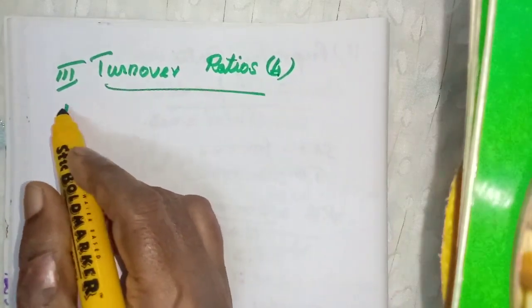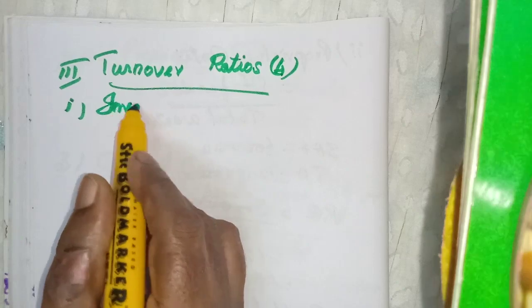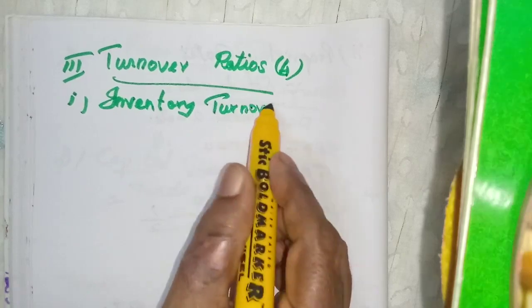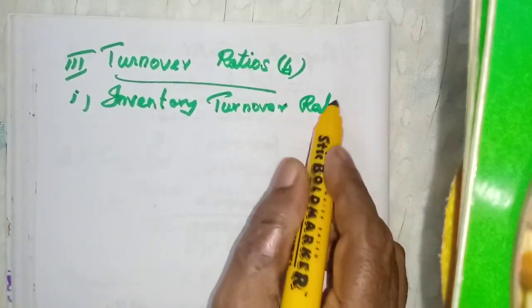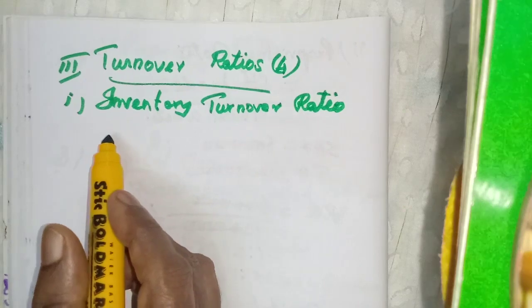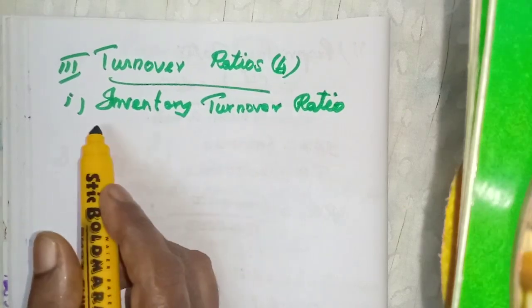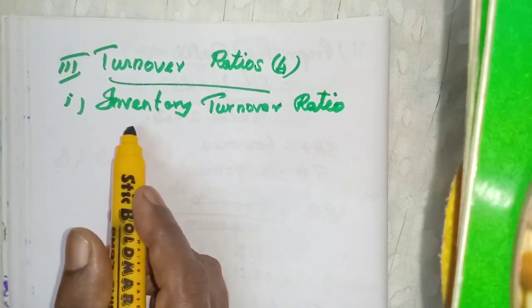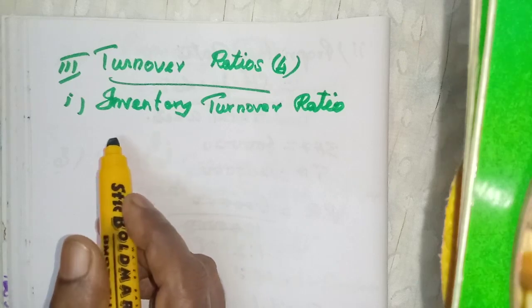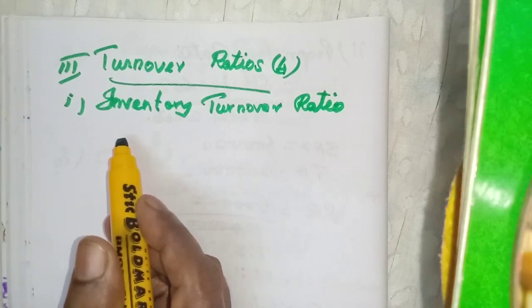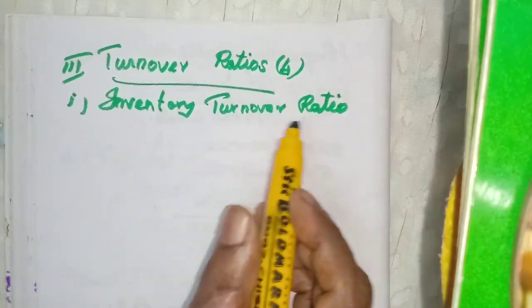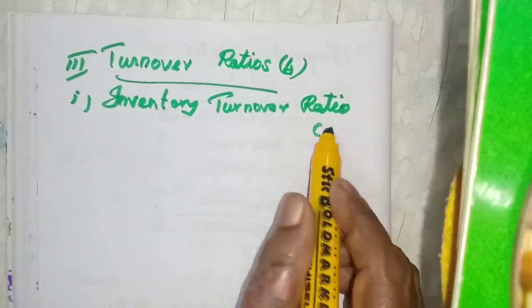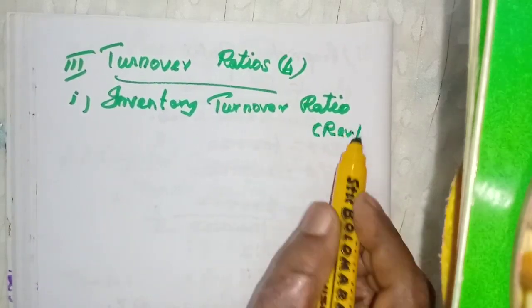Okay, the first one, inventory turnover ratio. Second one, trade receivables turnover ratio, that we will see one by one. Okay, so first one, inventory turnover ratio. Here it is related to the number of times the inventory has been turned over to make the revenue from operation. Revenue from operation means sale.